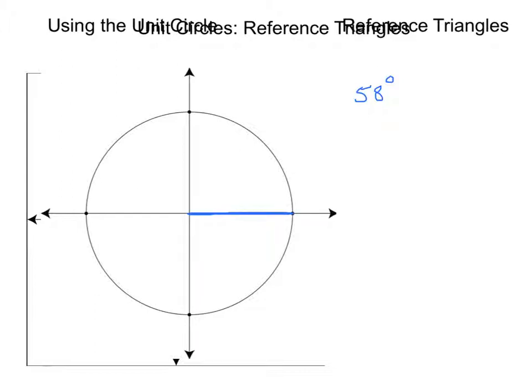So 58 degrees from the initial side right there would be in which quadrant? It'd be the first quadrant, because as we go around here, we start here, 0, 90, 180, 270, 360. So 58 is just about 60 degrees. We'll just go about right here. It might not be perfect. We'll call this 58 degrees.